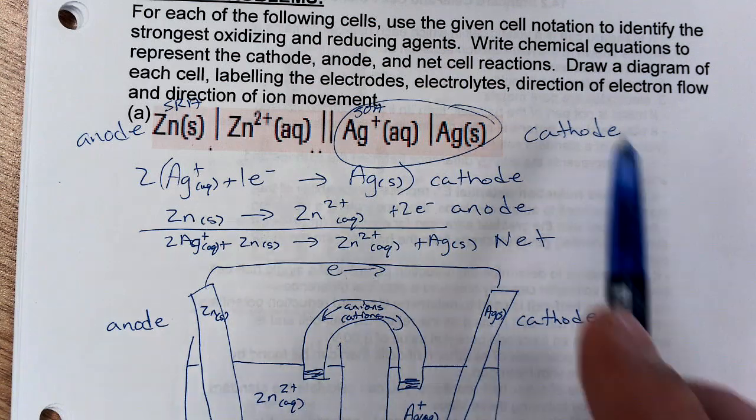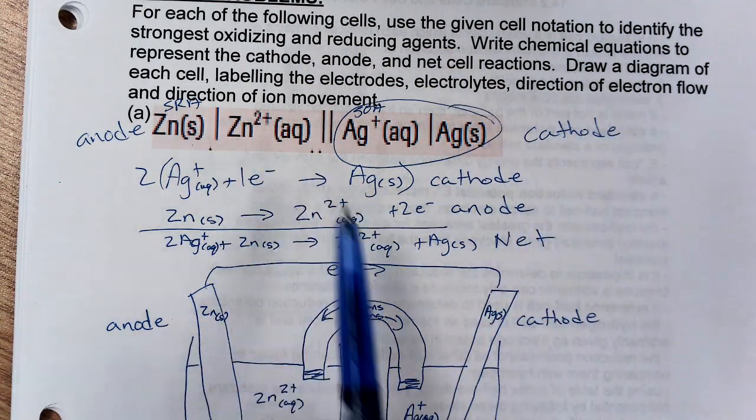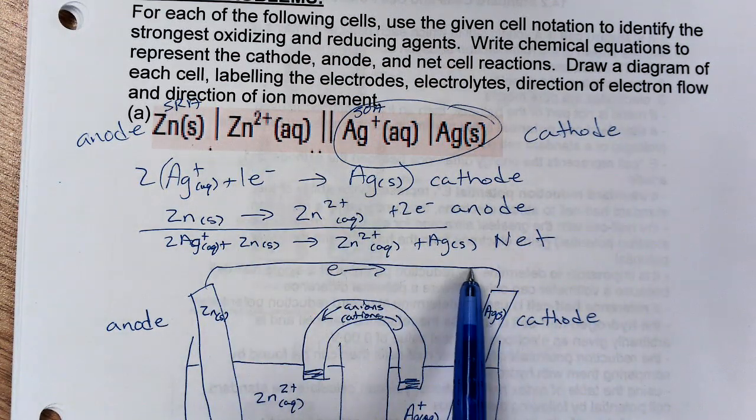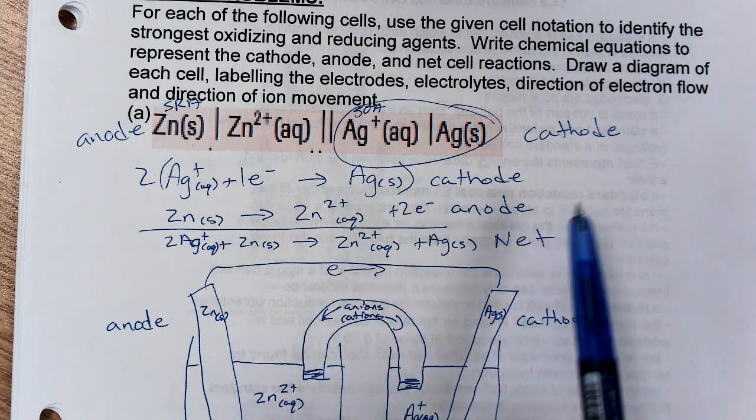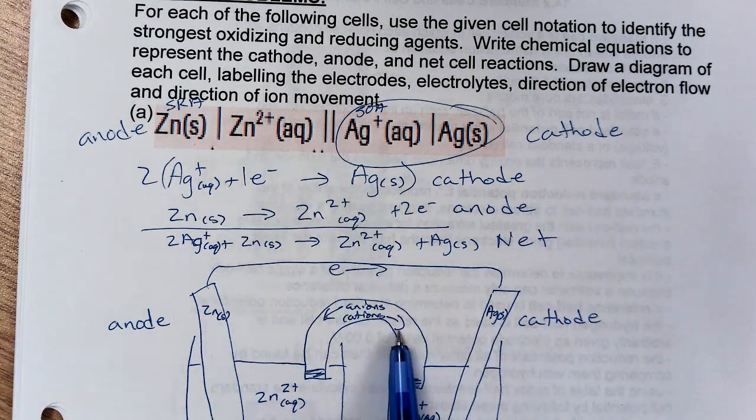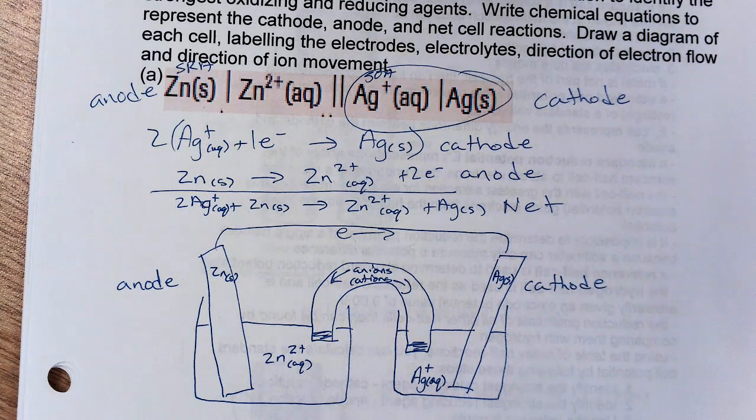Electrolytes, that's what we have here. Direction of electron flow, that's in our external circuit, and the direction of ion flow, that's in our salt bridge.